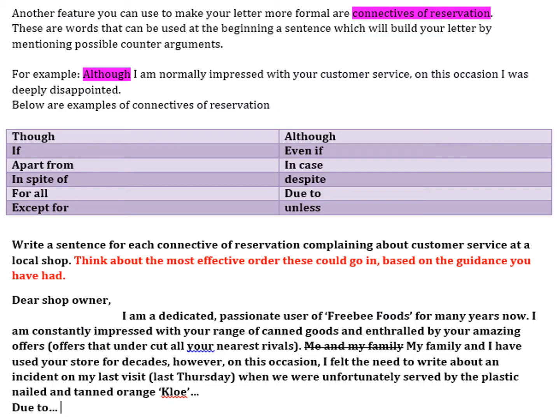Another good idea of how to make writing a bit more formal is using something called connectives of reservation. Those are phrases like though, if, apart from, in spite of, for all, except for, etc. These then allow you to structure your argument in your letter in a much more formal manner. You can see an example on the bottom there of a complaint letter and my response and how I might use these connectives within that answer.